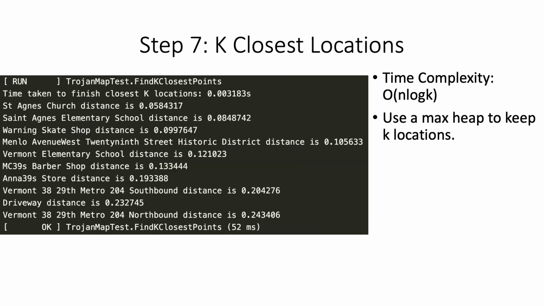Step 7, k closest locations. This is about the k nearest neighbors problem. I used a max heap to keep k locations. If the location distance is smaller than the heap top value, we pop out the heap top and then push this location into the max heap. So after traversing all the nodes, the max heap will have the k smallest values.